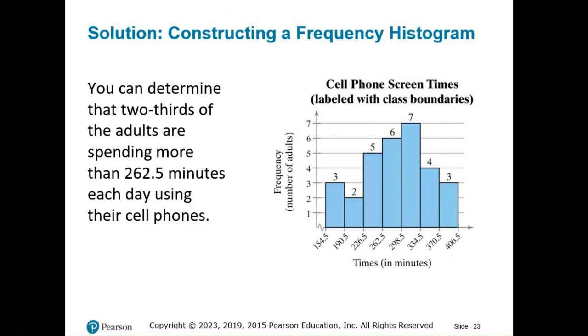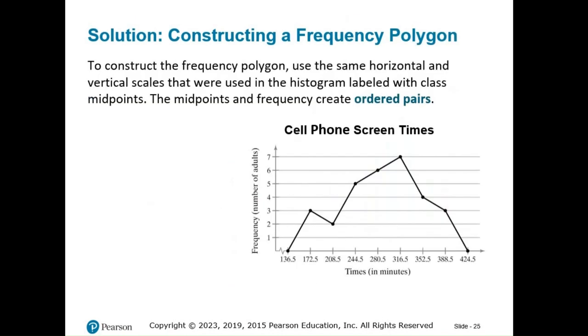Another way to visually examine a frequency distribution is to create a frequency polygon. A frequency polygon is a line graph. To construct the graph, we use midpoints and frequencies to create an ordered pair. Let's do this for the frequency distribution we've been working on.